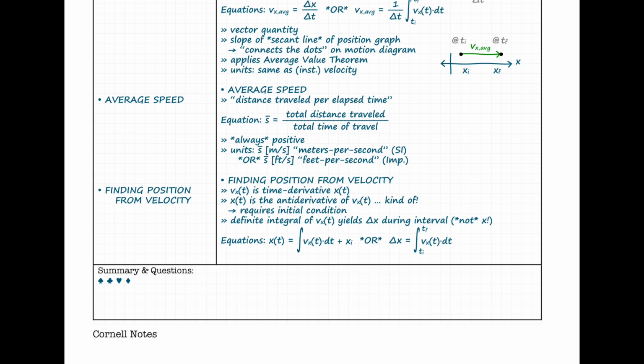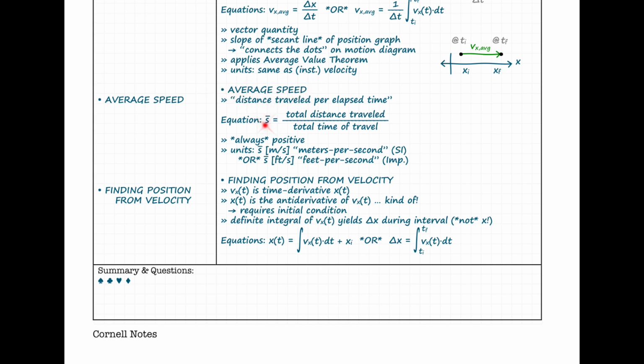Another thing that we need to consider is average speed. Average speed is related to average velocity, but it's a little bit different. Average velocity, we saw, was displacement per time. Remember that displacement is a vector quantity where we look at just the distance between the endpoints, and we can make it plus or minus based on the direction. Average speed is the distance traveled per time.